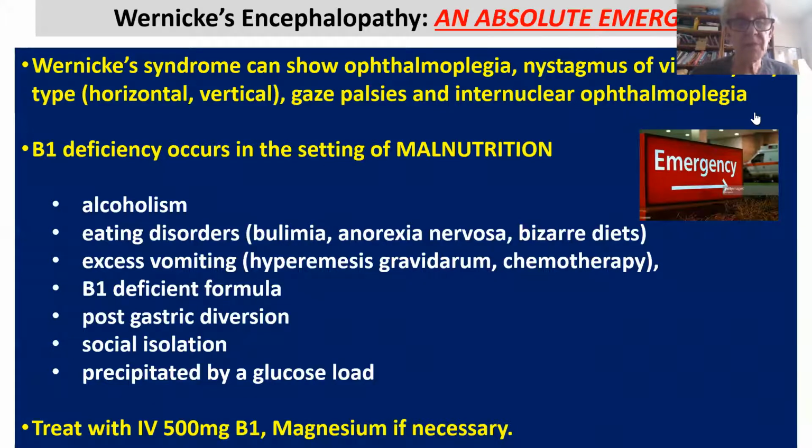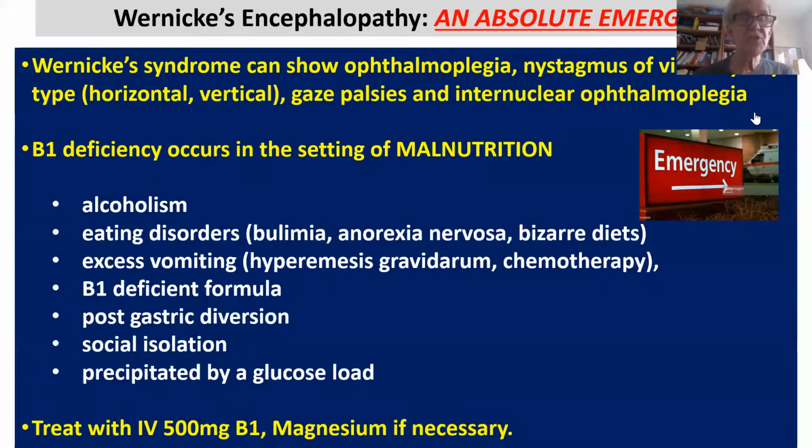Excess vomiting, like we saw in our pregnant patient. Chemotherapy now. In infants, B1 deficient formula. And with the obesity epidemic in our country, we see it after post-gastric diversion procedures. Living alone, isolation, old people without anybody supporting them, social isolation. And finally, you may all know, you can precipitate an acute attack of Wernicke's with a glucose load. It will take up all the remainder of your stores.